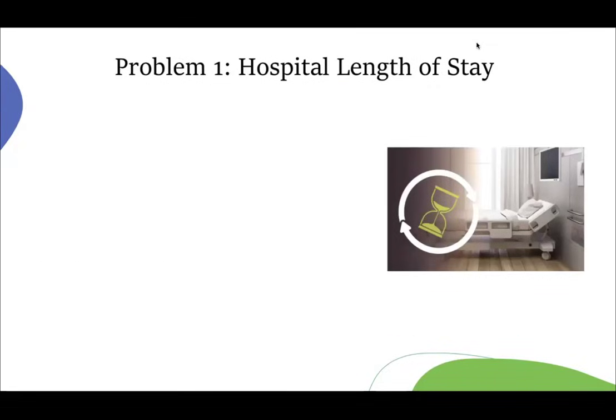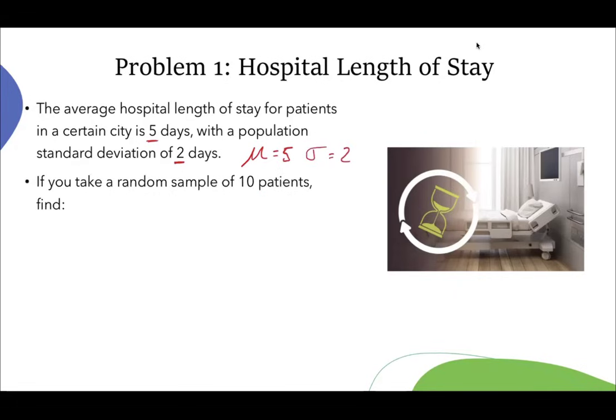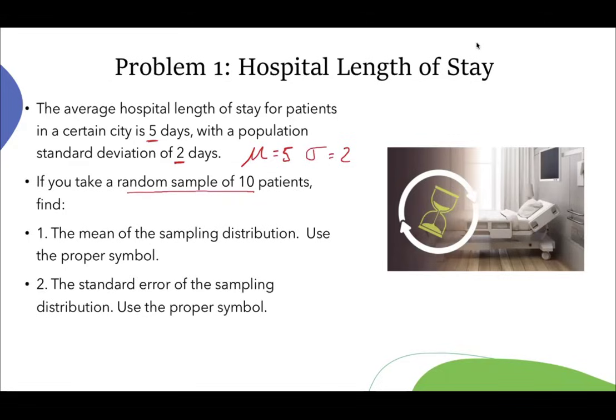Let's look at some examples. Hospital length of stay. The average hospital length of stay for patients in a certain city is 5 days with a population standard deviation of 2 days. So this problem provides us with a mean of the population and a standard deviation of that population. If you take random samples of size 10 patients, find the mean of the sampling distribution using the proper symbol. Find the standard error of the sampling distribution using the proper symbol.